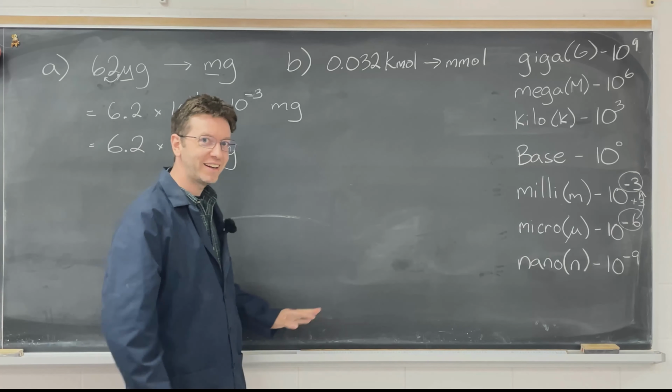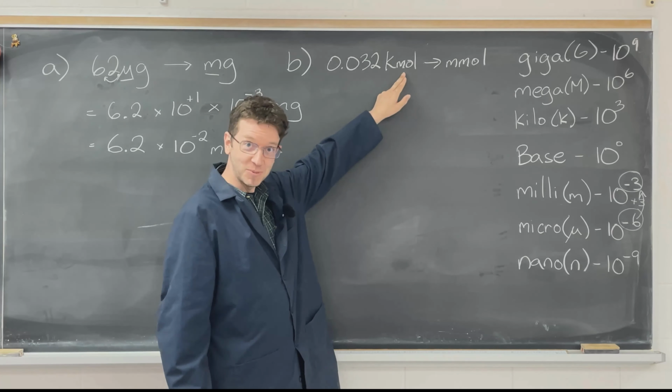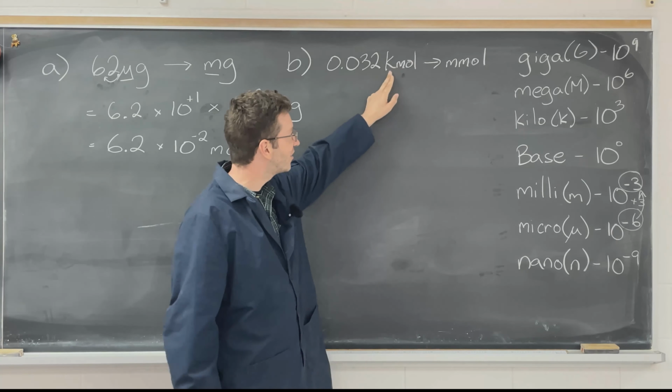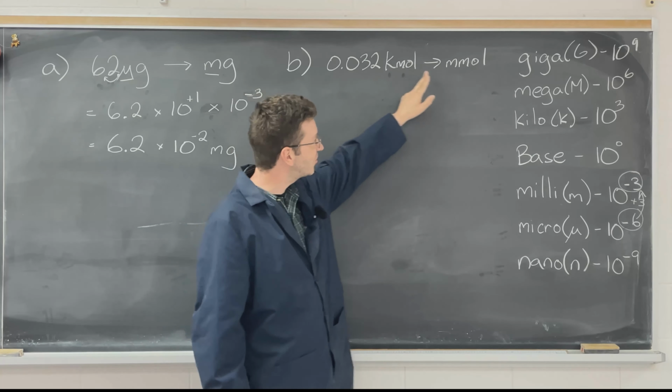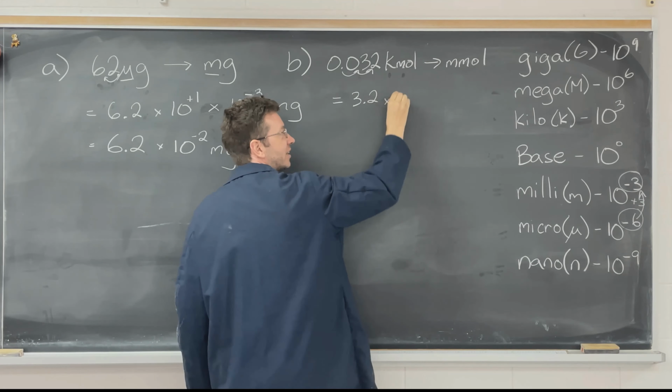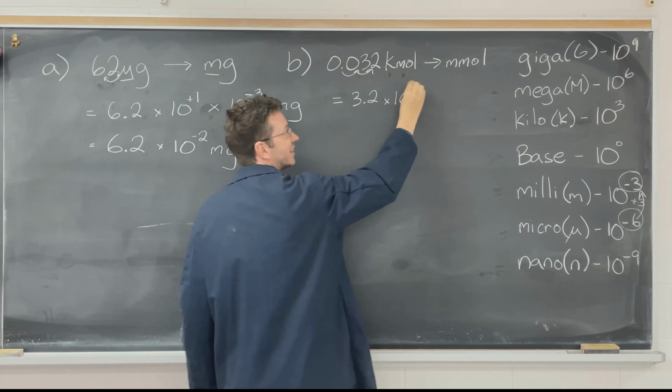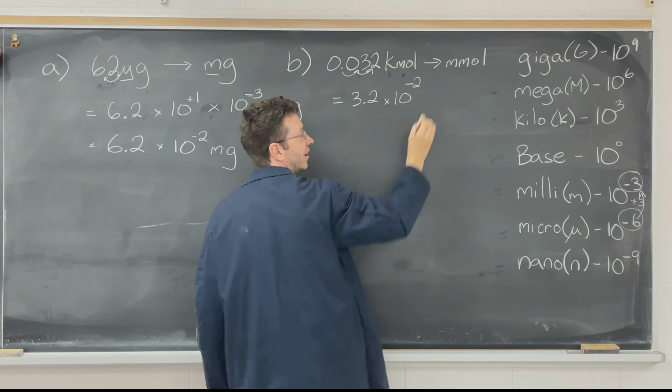Now for the next one, and all my chemistry students, I'm using moles, because we love moles. So we're going to go from kilomoles to millimoles. So first, let's change this to scientific notation. So we're going to move the decimal to the right 2 spaces. So that's 3.2 times 10. And if we're going to the right, that's a negative exponent.